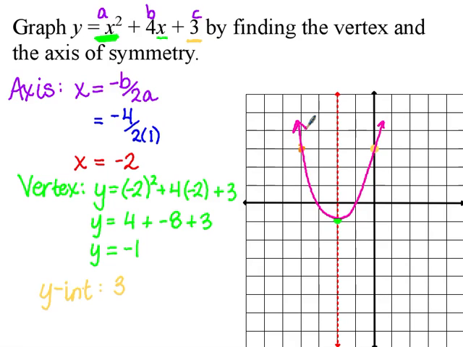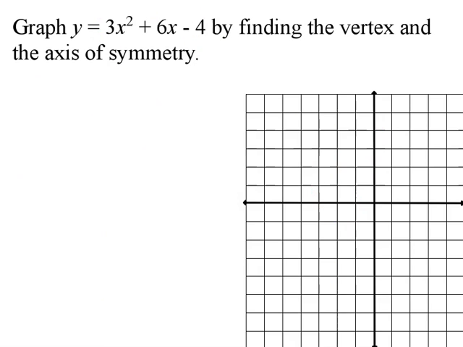Now, we're going to go through and look at another one. Okay, so we got it down. So if you notice, we got 2 more to go. So we're going to have plenty of practice on these. So first of all, graph y equals 3x squared plus 6x minus 4.